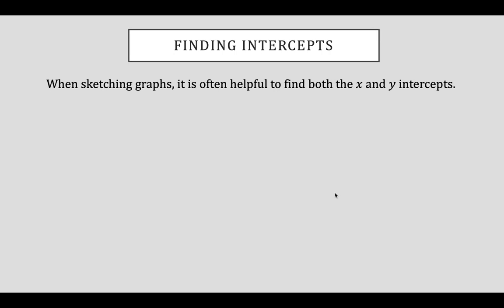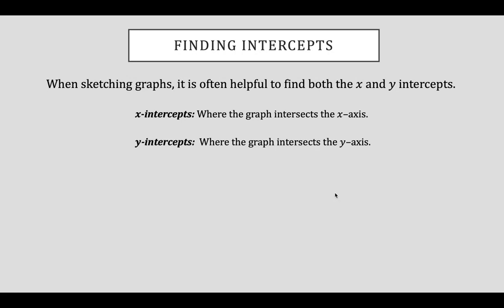Finding intercepts. When sketching graphs, it is often helpful to find both the x and y intercepts. X-intercepts are where the graph intersects the x-axis, where we cross the x-axis. Y-intercepts are where the graph crosses the y-axis.